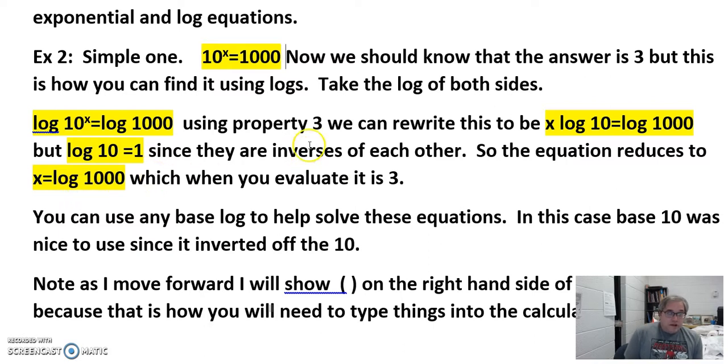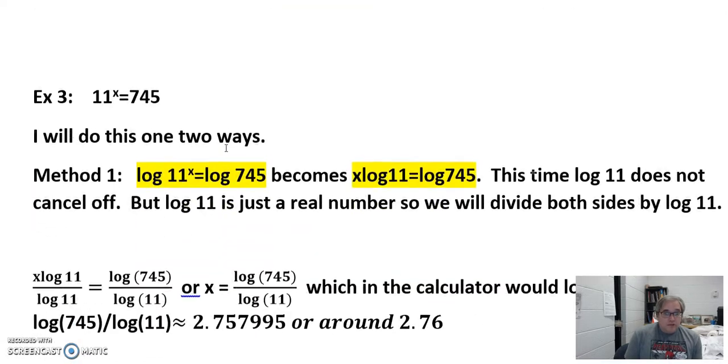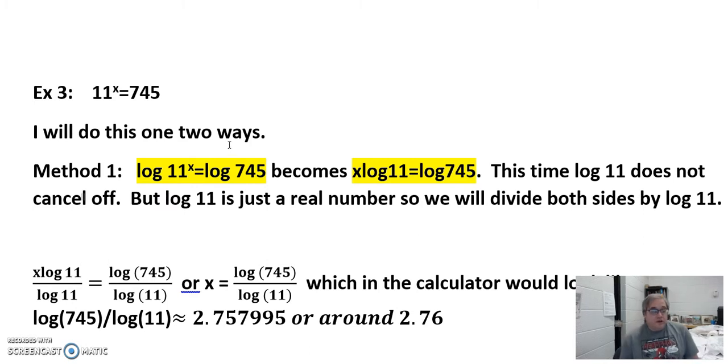Now, if you want, just tune that all out and look at the steps, and you can see what's happening. Now, I seldom use just common log to solve these equations. The only time is when this is a 10, because log of 10 is 1. But if they get a little more complicated, like this one, I'm going to solve it two different ways, and you're going to get the answer, but you're going to see that it doesn't matter if I use common log or later on ln. So I have 11 to the x equals 745.